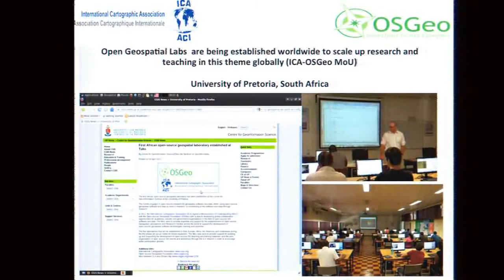So this is from the University of Pretoria, in South Africa, they have been one of the most successful, they have been doing a lot of training programs, running undergraduate master's programs, and once they set up the lab, they are now pushing it in a much, much faster way, and hopefully, I'm hoping they'll be able to help other universities in Africa also set up their labs.